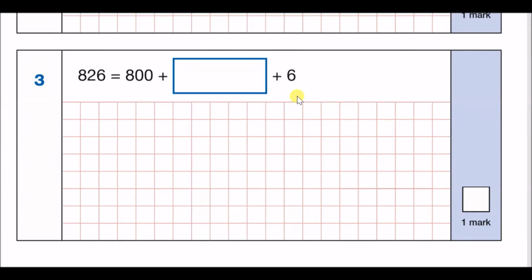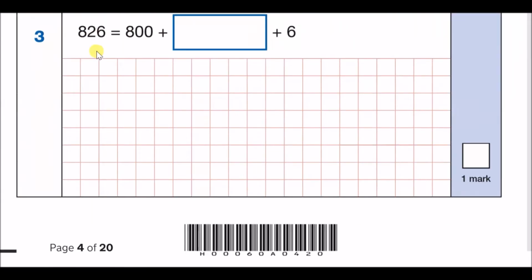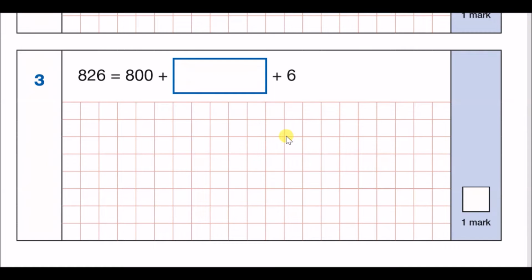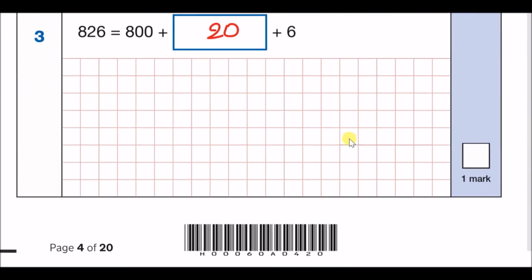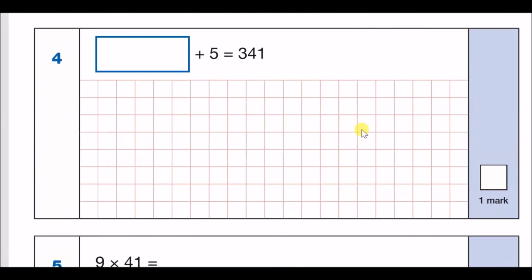Okay, number 3. So it's telling us now to partition. So this is an example of splitting the numbers. So they said 826 can be written as 820 and 6. Done.